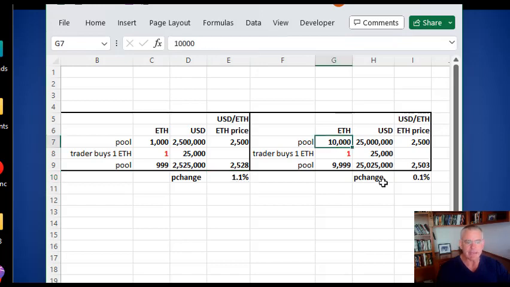Now, if Eve had 10 times as much volume in the pool, the price impact would be smaller. So Bob could trade more. But obviously, if Bob was an arbitrageur, he would just 10x his trade amount to pick off Eve. So that's the problem we're dealing with. That's how the basic mechanics of these pools work.